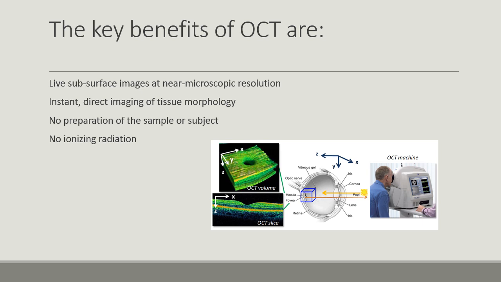The key benefits of OCT are: you can have a near microscopic resolution of your concerned structure even at the cellular level, and it is direct imaging of the tissue morphology. You do not have to prepare your sample or your patient, and there is no use of ionizing radiation that can be harmful for your patient.